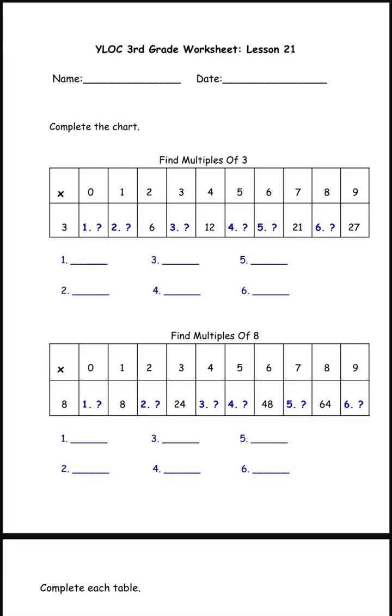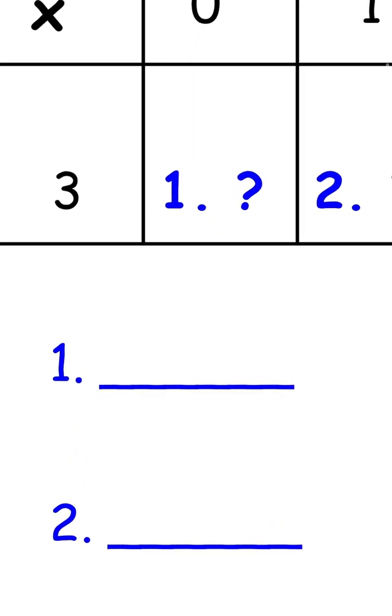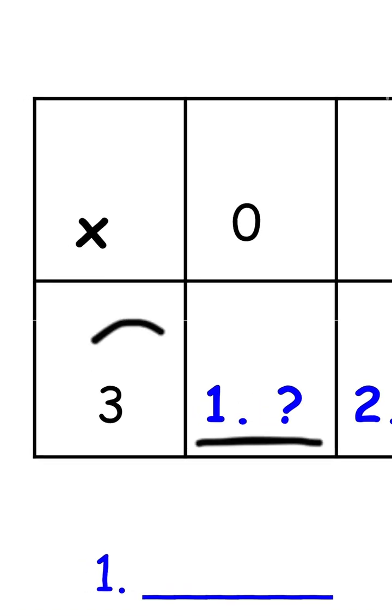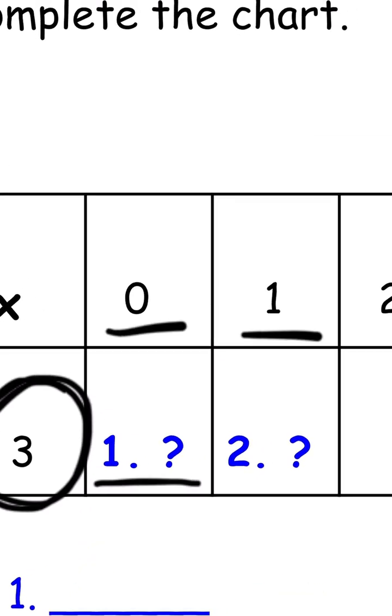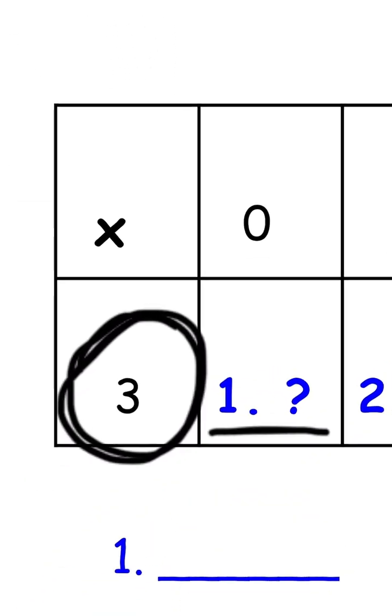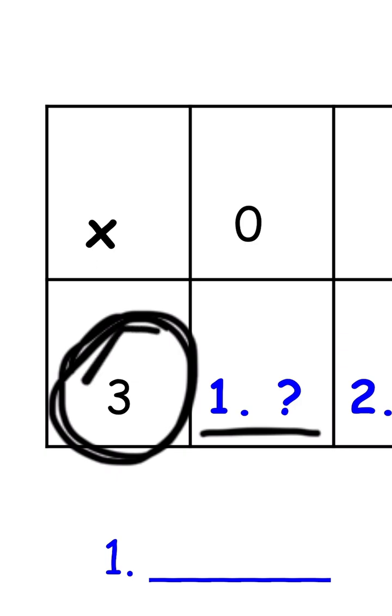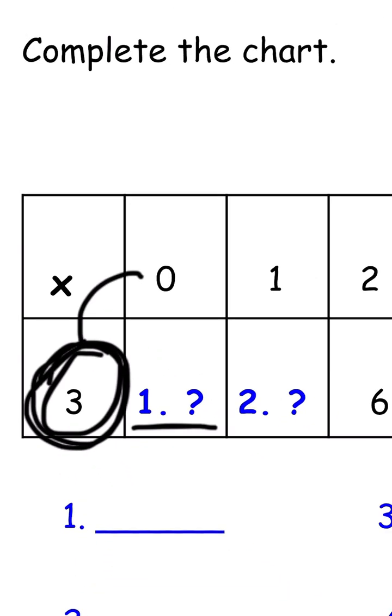Hello, today we're going to work on lesson 21, and we're going to first complete the chart. So we need to first find multiples of 3, so let's look at number 1. This is the number that we're going to multiply with the numbers on the top. So we need to multiply 3 and 0, then 3 and 1, then 3 and 2, and so on.